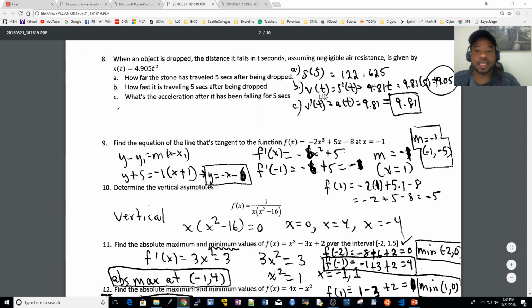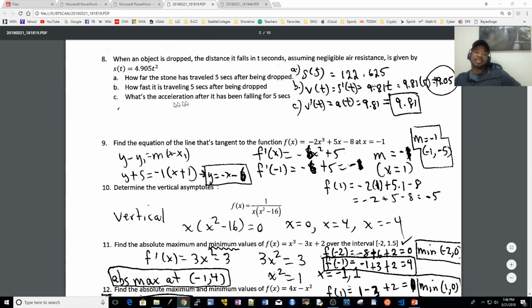Now all we got to do is plug 5 into there. We need to find v of 5. And v of 5, that's 9.81 times 5, all right? And you multiply that out. I don't know off the top of my head. I know 5 times 9 is 45. 5 times 0.81 is 4.05. So we're doing 45 plus 4.05, so 49.05.